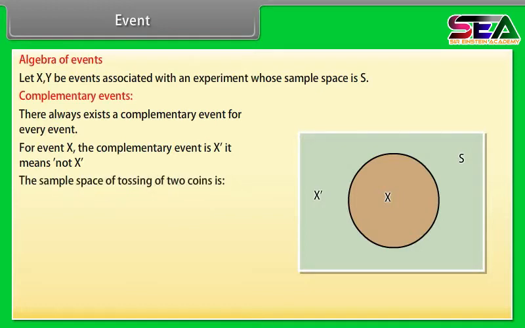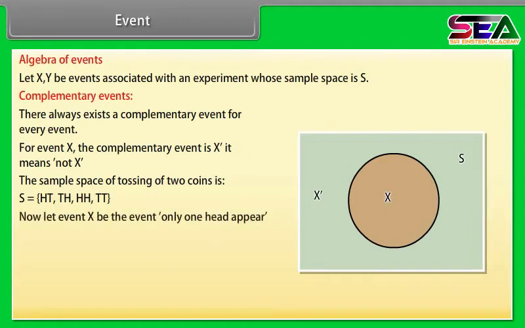The sample space of tossing 2 coins is S is equal to HT, TH, HH, TT. Now let event X be the event that only one head appears. X is equal to HT, TH. The complementary event X dash is equal to HH, TT.